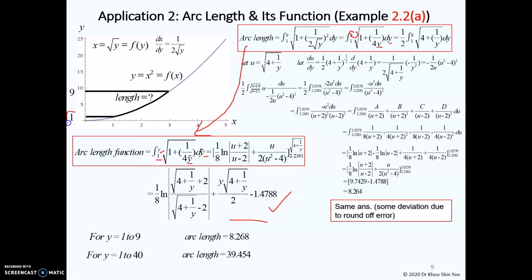For example, if y is from 1 to 9 and you want to find the arc length here, then you can substitute y equal to 9 inside this formula, and you should compute the arc length equal to this, which is close to the solution here. So if you want to find the arc length from 1 to 40, you can substitute the y here to be 40. Then you can find the arc length from y equal to 1 to 40 here. So the curve length here will be equal to this result.